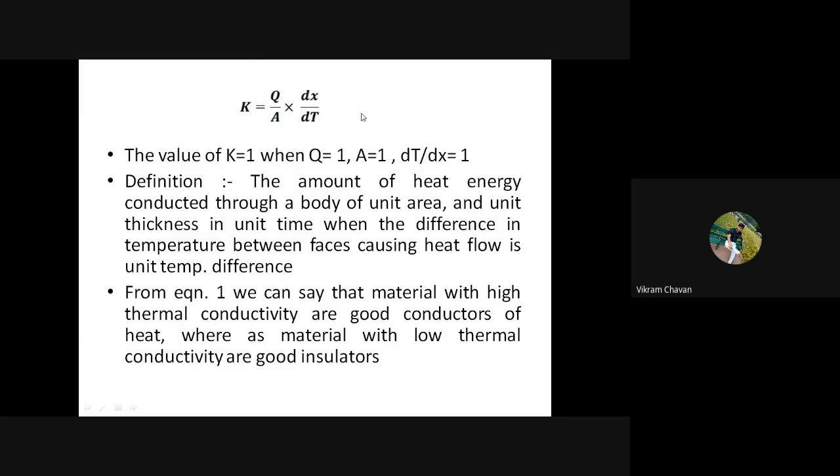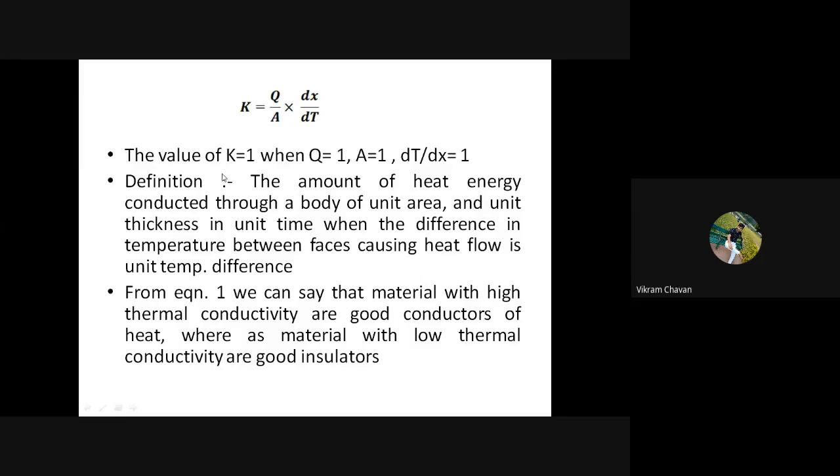By this particular equation, k is equal to 1 if the heat transfer rate is 1 watt, and that heat transfer is through unit area with a temperature gradient of 1 degree Celsius per meter. So in such a manner we can define the k.